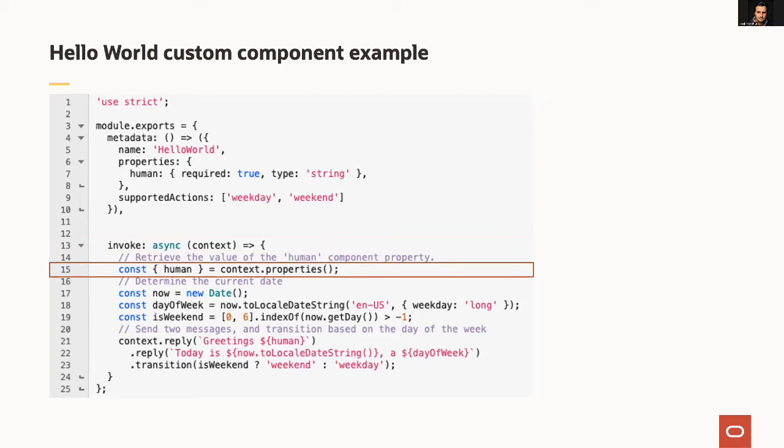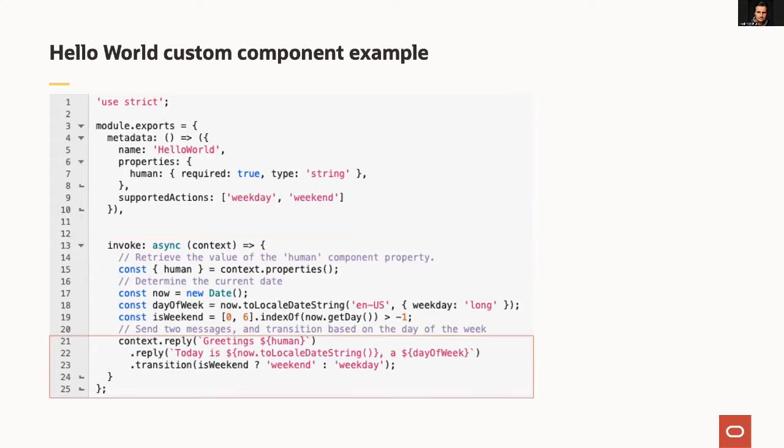I have a property defined as human, which could also be like a name. If you define it like this, then whatever the dialog flow designer passes in as a value to this property, you read into this constant here. And in the end, it replies, in this case, a welcome message. This is probably why it's called Hello World. And it will then return the transition out of it. So that's a very simple example, but I think it makes the point.